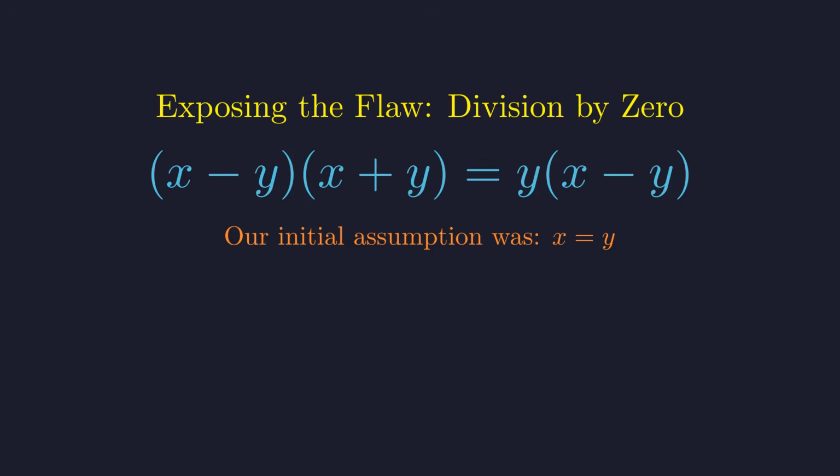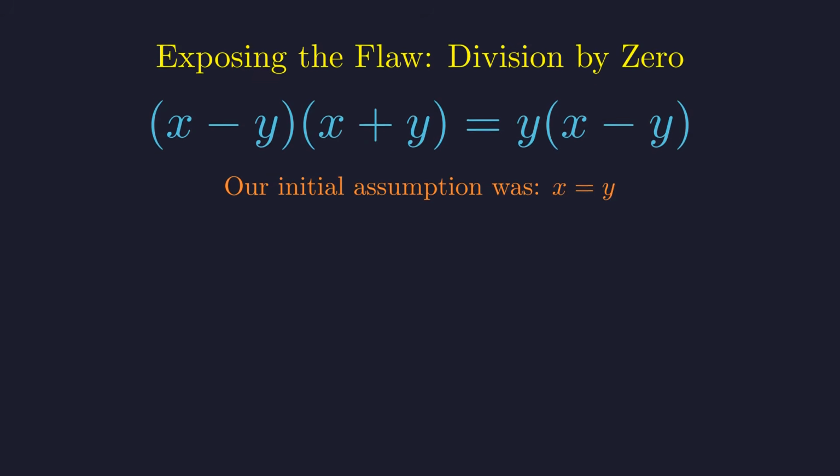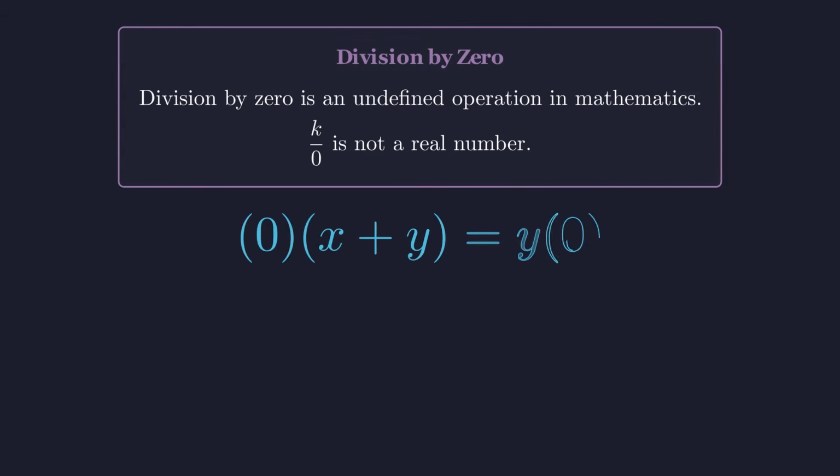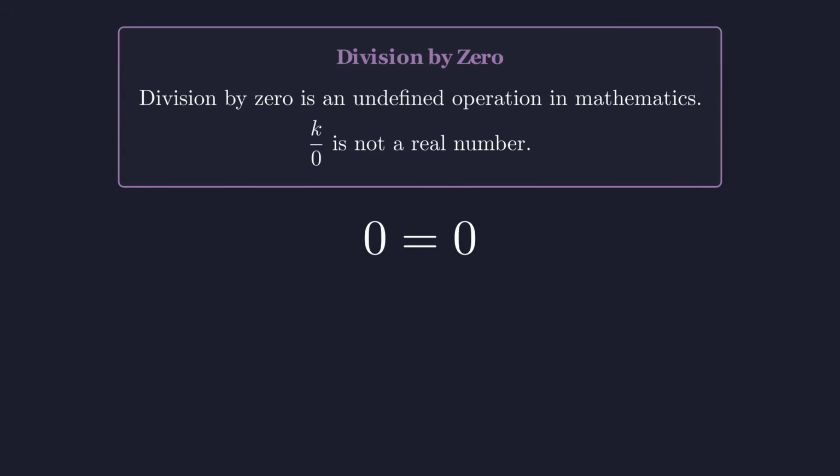Well, our initial assumption was that x equals y, which means x minus y equals 0. And here's the key insight. Division by 0 is undefined. When we canceled x minus y from both sides, we were essentially dividing by 0, which is not allowed in mathematics. Let's see what happens when we substitute 0 for x minus y in our equation. Since anything times 0 equals 0, both sides simplify, and we get 0 equals 0, which is true, but tells us nothing useful. The moment we divided by 0, we broke the logic of our proof.